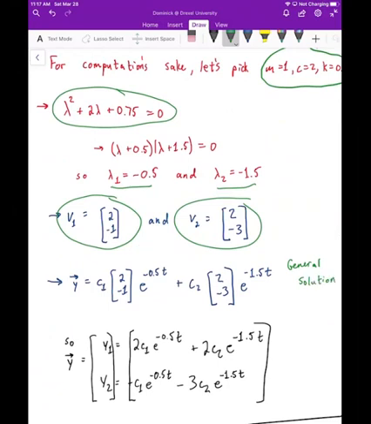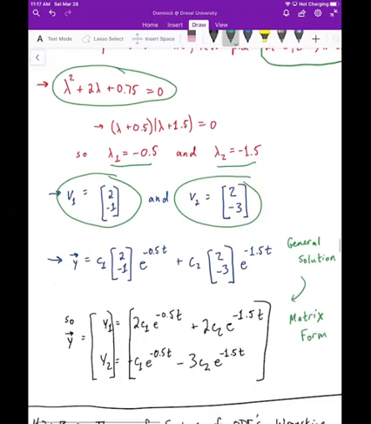Right, and of course you can represent that in matrix form as this matrix here. All right, and if you wanted to, you could also represent it in equation form as well. Now, of course, we weren't given any initial conditions here, but if we were, you could then take this further and you could solve for C1 and C2.